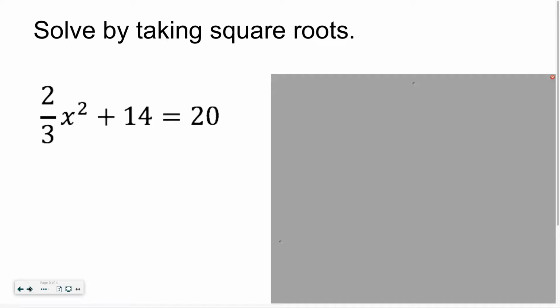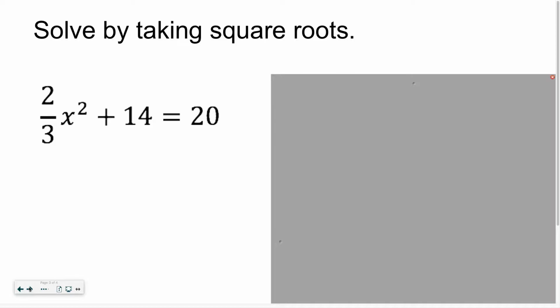So now we're going to do solve by taking square roots. Okay, I'm going to give this to you in your groups. 2/3 x squared plus 14 equals 20. And I'm going to see what you guys can come up with. So if I told you to solve for x, think about Algebra 1. If you want to solve for x, you want to get x all by itself. Isolate x. Talk to your group members. What might you do to get the x alone?